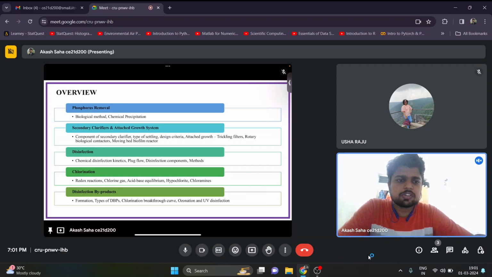So we started with chlorination. We saw the redox reactions, how the acid-base equilibrium is formed, and what the role of hypochlorites and chloramines is. Then we moved into the various disinfection byproducts. We also saw the method for ozonation and UV disinfection. So this was the brief overview of this week's lecture.